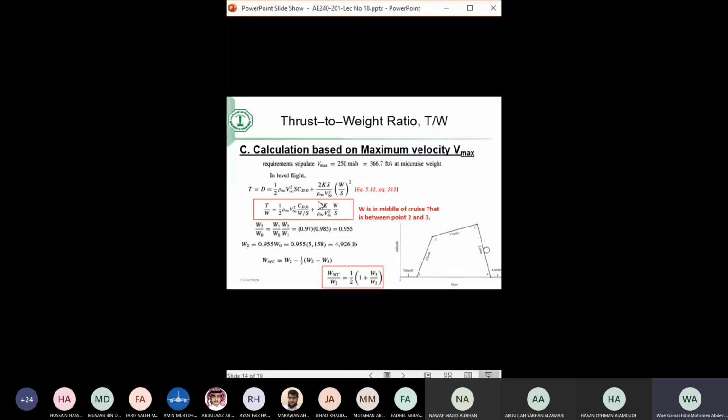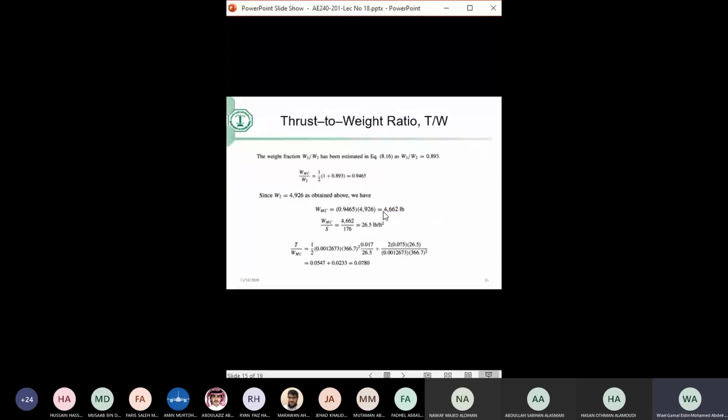So W over S, W in the middle of the cruise is 4,600. Okay, so they will take like the average. So 4,600. Now I know everything on the right hand side. I know W, I know S, W in the middle of the cruise over S, I have it. CD naught, K, everything gives me T over W is 0.078. So T over W in the middle of the cruise is 0.078.